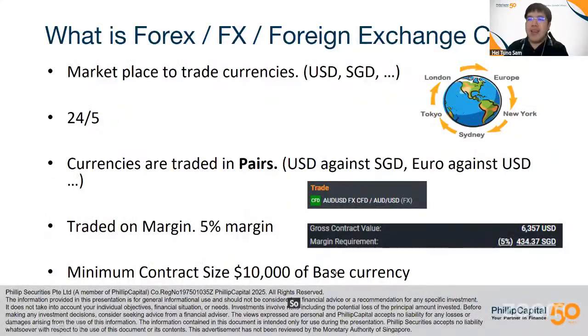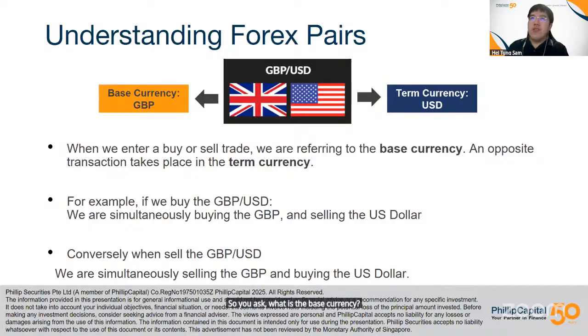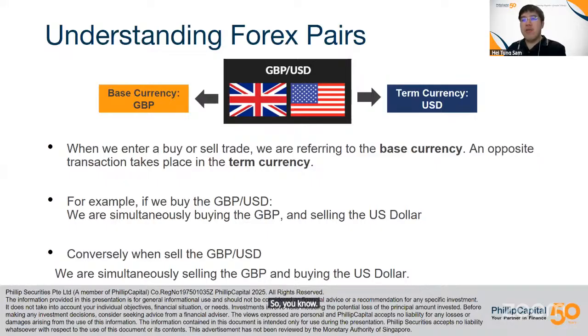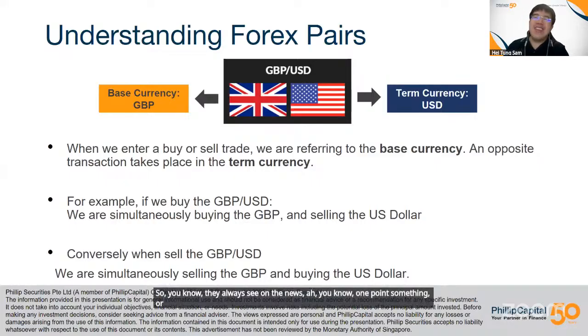You ask, what is the base currency? When we talk about an FX pair, let's say pound US dollar, I'll now teach you how to read it. You always see on the news 1 point something or whatever. So what does it mean?